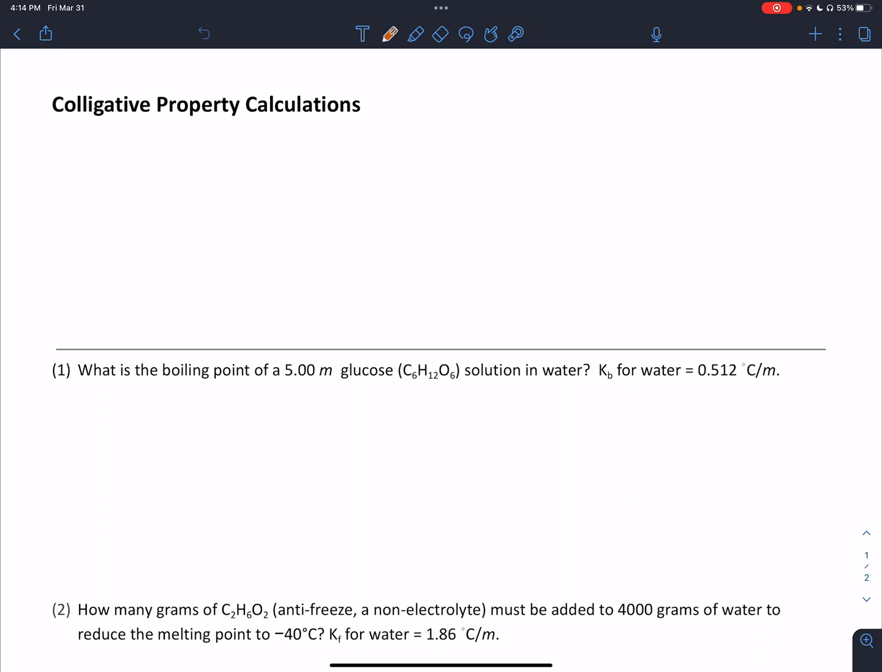This one's going to deal with calculations and colligative properties. All right, so before we get started on those calculations, we should define a colligative property.